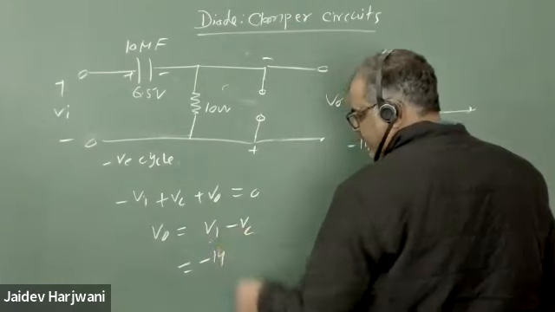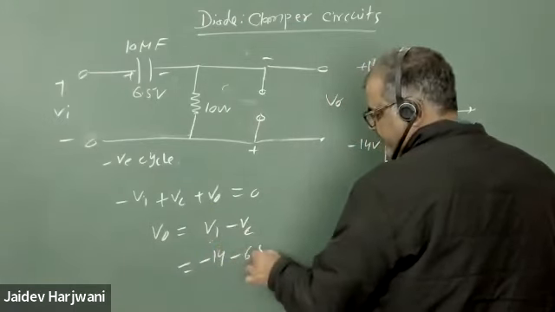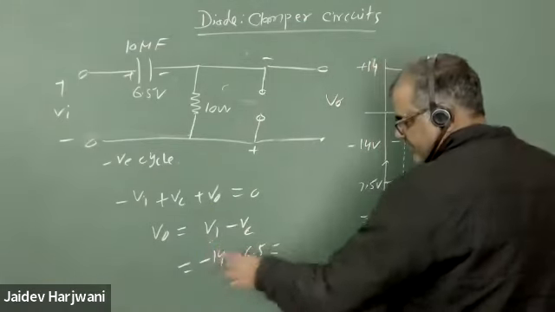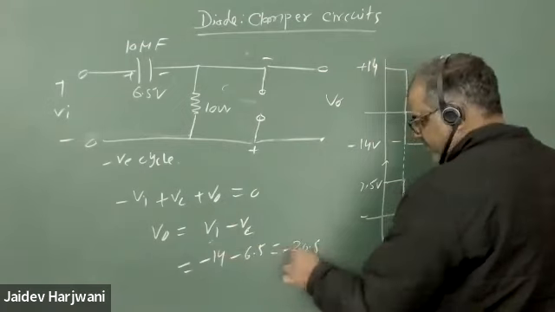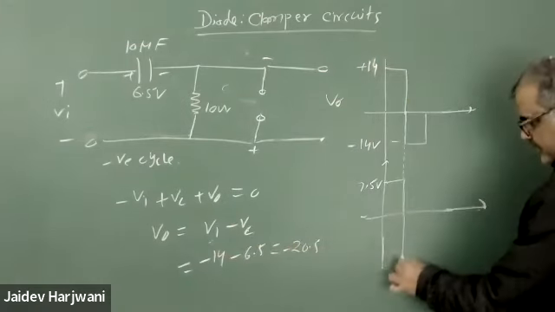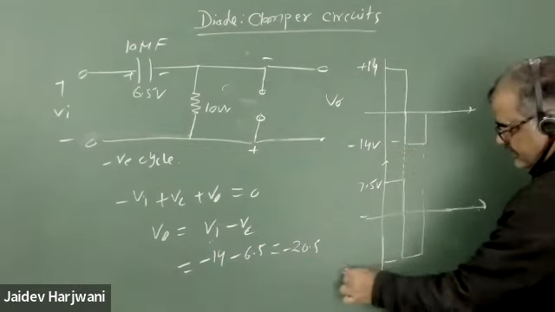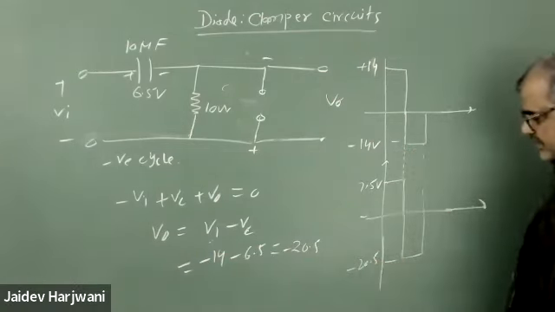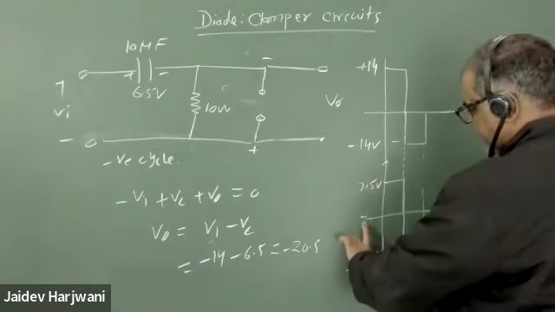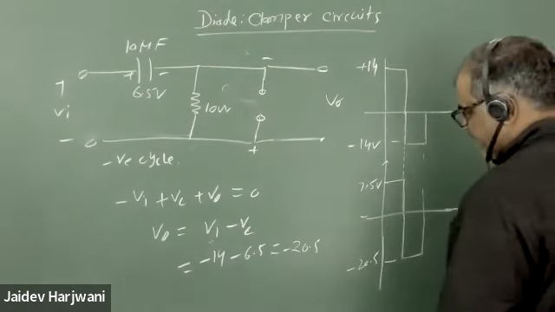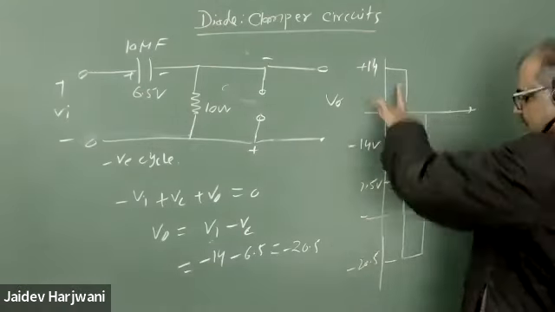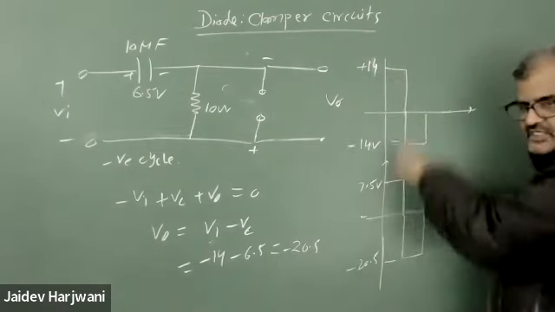Minus 40, minus 14, and minus 6.5. So how much should it come? 20.5. Okay, so this will now come as minus 20.5. Now with minus 20.5 here, the 7.5 total becomes how much? 28, and this is also 28. So this peak will only be shifted.